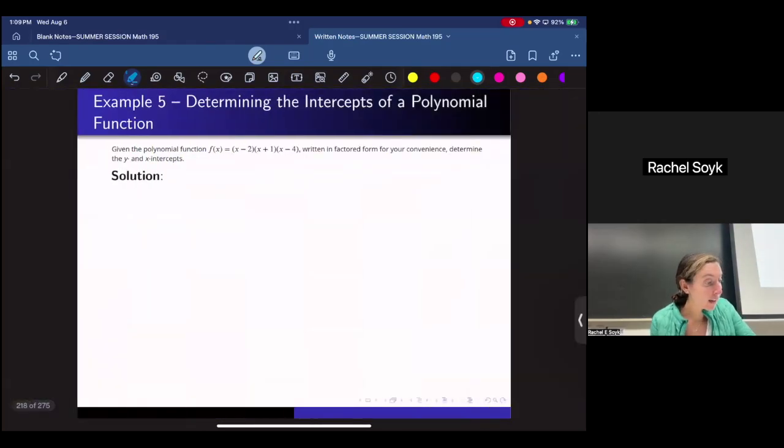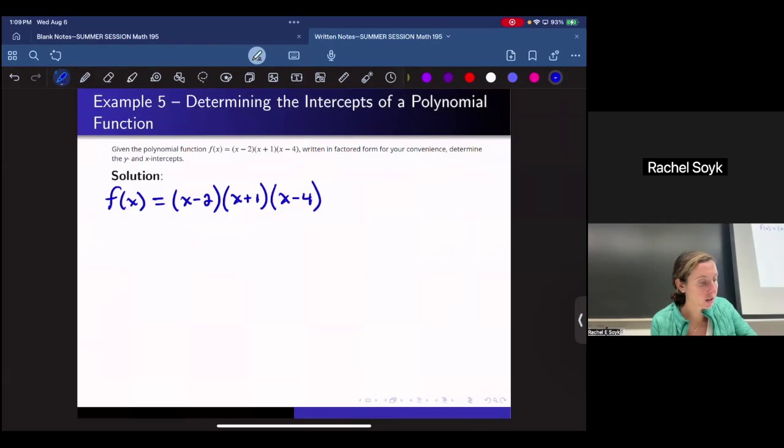So with example 5, we're given this polynomial. I'll write it a little larger so you could see it a bit more clearly. x minus 2 in parentheses, x plus 1 in parentheses, x minus 4. And we want to determine our x and y intercepts. It's quite clear to identify your x-intercepts here since it's already in factored form. So in ascending order, we have -1, +2, and +4 as our x-intercepts.